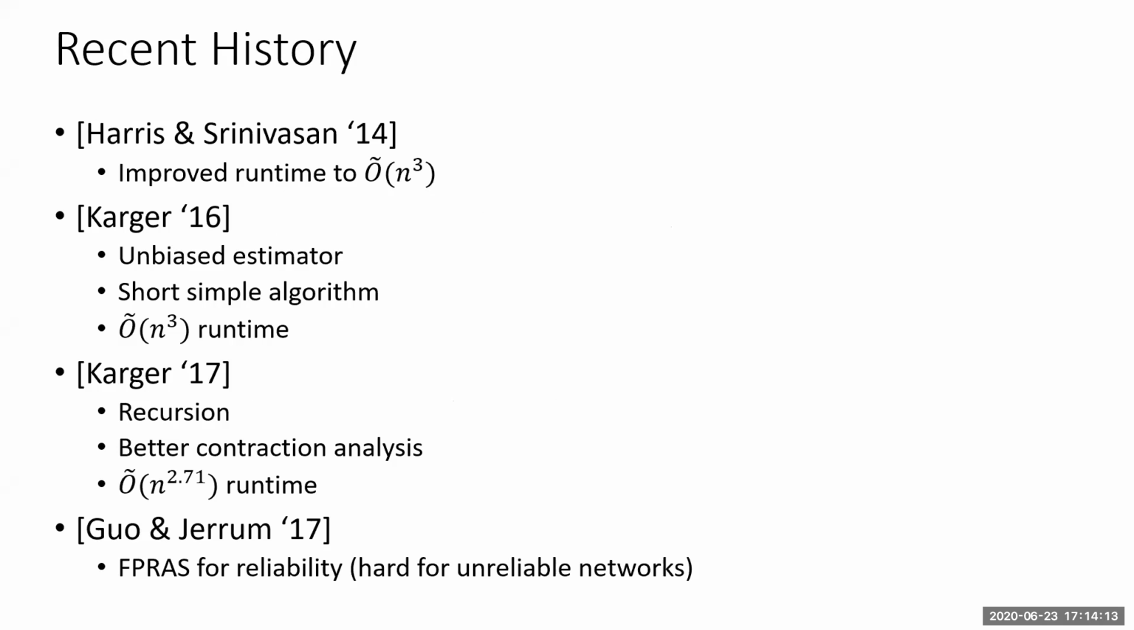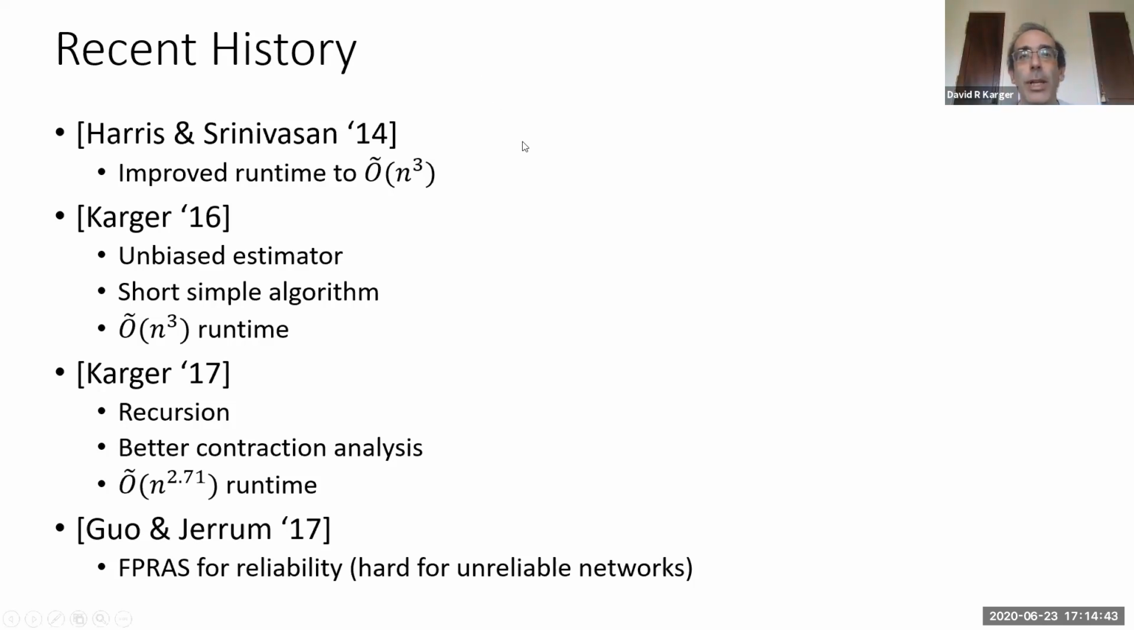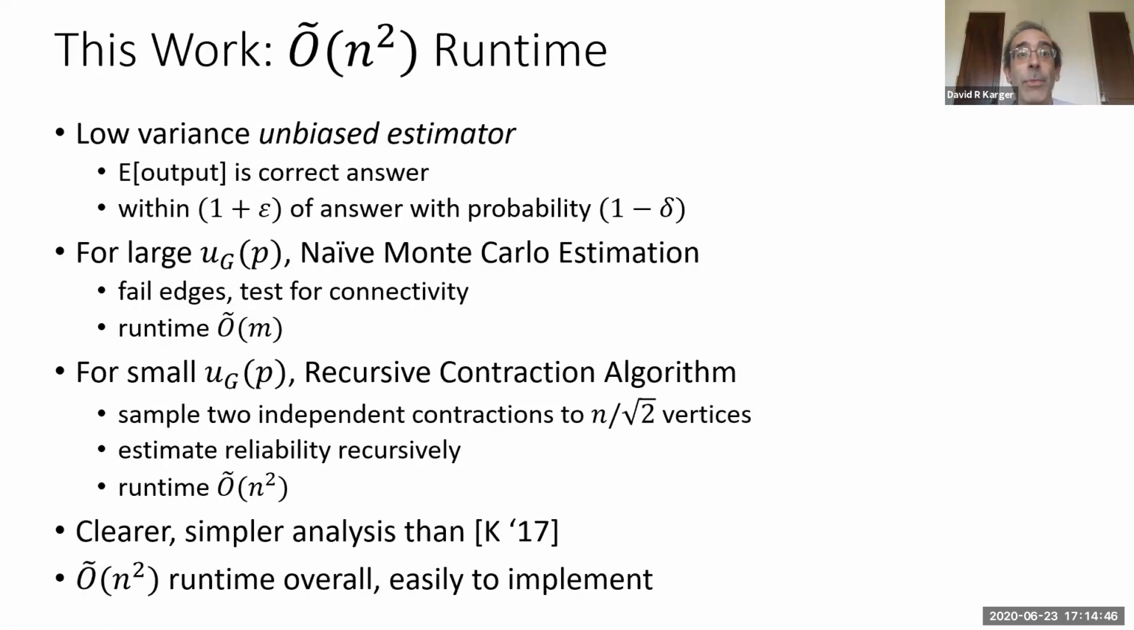And so I gave some other algorithms in 2016 and 2017 that inched the running time down to n to the 2.71. Also in 2017, Guo and Jerrum finally gave a true approximation scheme for the reliability problem, which is the probability that the graph stays connected as opposed to the probability it gets disconnected. Since these are approximation algorithms, you can't reduce one to the other, and they're both interesting problems on their own. They use completely different techniques for reliability.